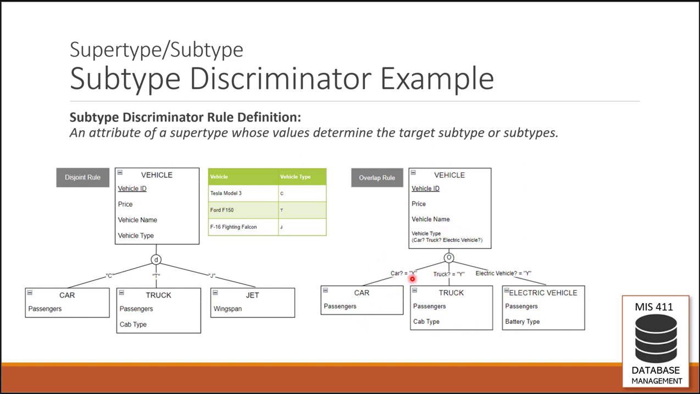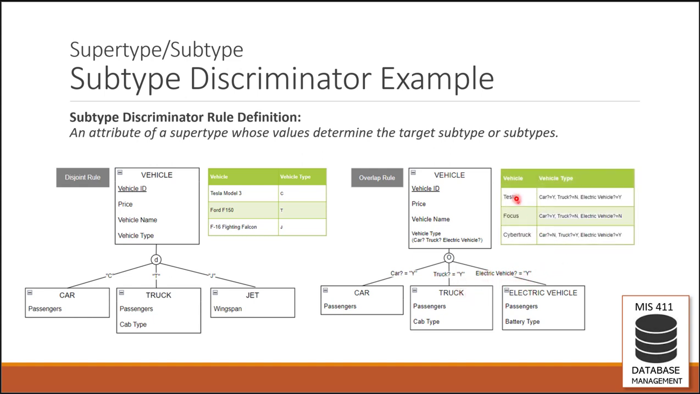So the car can be yes or no, truck can be yes or no, and electric vehicle can be yes or no. So if we had a Tesla, we would have car, question mark, equals yes, because it is a car. Truck, no. At least we're not talking about the Cybertruck. Let's just say this is a Model 3. An electric vehicle, yes. A Focus, a Ford Focus, would be car, yes. Truck, no. Electric vehicle, no. And then a Cybertruck, obviously, would be car, no. Truck, yes. Electric vehicle, yes.